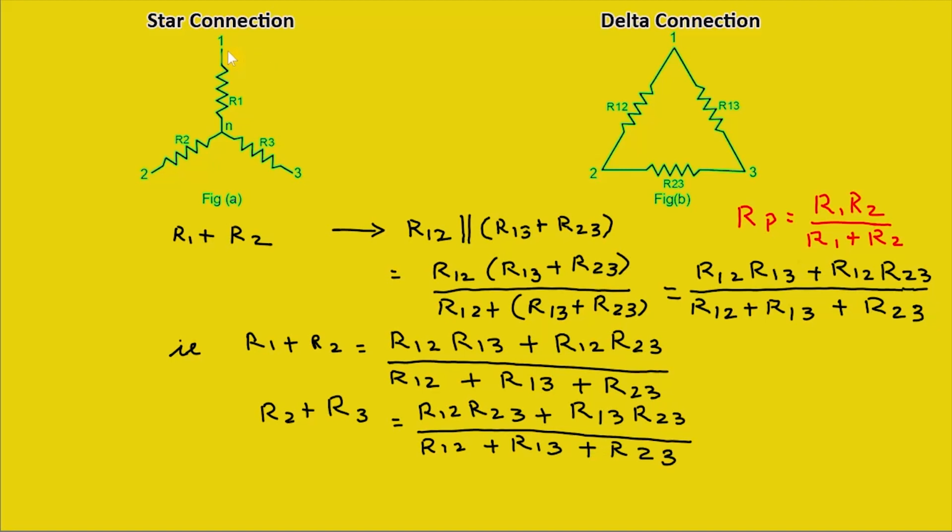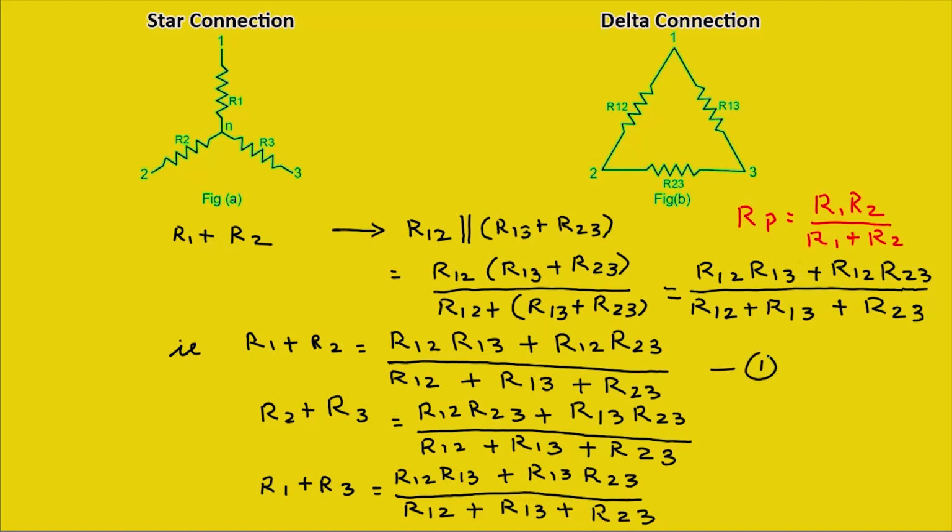In the same way, between nodes 1 and 3, R1 plus R3 is equal to R12 R13 plus R13 R23 divided by R12 plus R13 plus R23. This is equation 1, equation 2, this is equation 3.